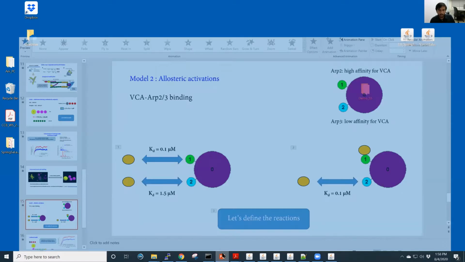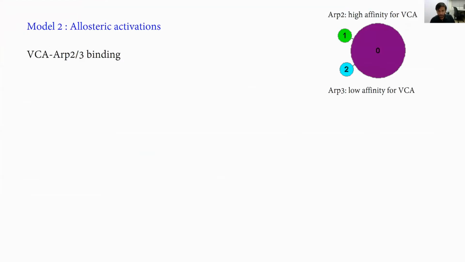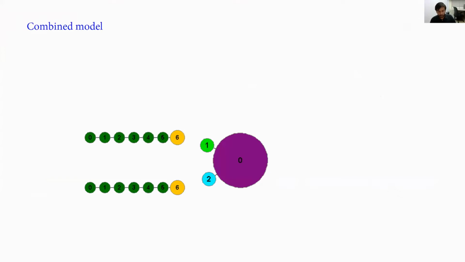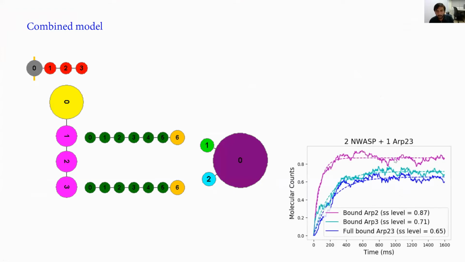And for the interest of time, I will just show you some of the results that I got from using these two models. This was the simple version of model 2, and the earlier one was model 1. And I combined these two models. So here I have 2 NWASP with 1 VCA, which can bind to ARP23. And in the upstream portion, we have this NIC, which can recruit this whole machinery to this membrane-bound receptor here, which is the nephrin molecule, right? So what happened when I have just 2 NWASP and 1 ARP23?